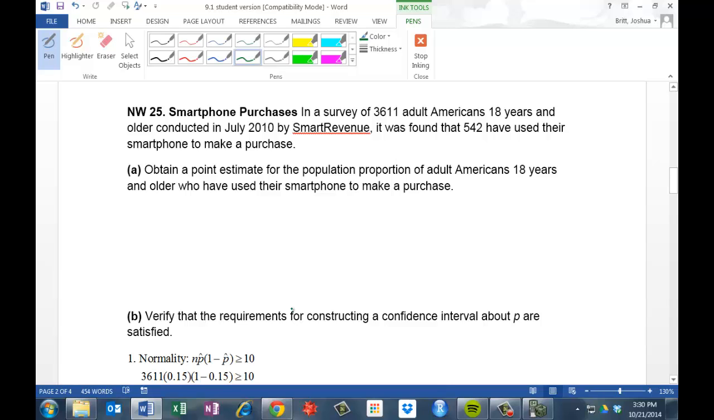So let's take a look at an example. In a survey of 3,611 adult Americans 18 years and older, conducted in July 2010 by Smart Revenue, it was found that 542 have used their smartphone to make a purchase. Part A: obtain a point estimate for the population proportion of adult Americans 18 years and older who have used their smartphone to make a purchase. So, point estimate.